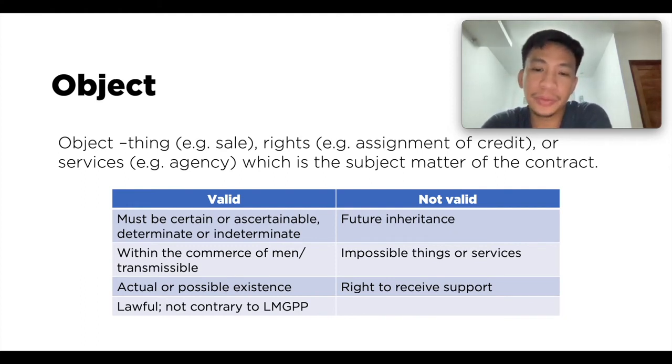Okay? And the right to receive support. Hindi mo pwedeng gawing object ng contract yung karapatan mo na makareceive ng support. Why? Kasi it's like selling your life or your source of life. Ano? Para mong binibenta na rin yung ikabubuhay mo. So, it's not a valid object of contract by express provision of law. Hindi mo pwedeng i-waive yung right to receive support mo for a fee, mga ganyan, or whatever. Basta hindi siya pwedeng maging subject ng contract.